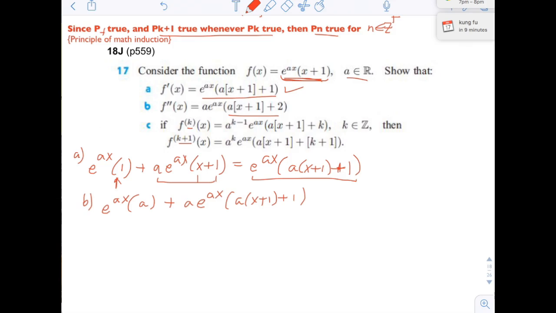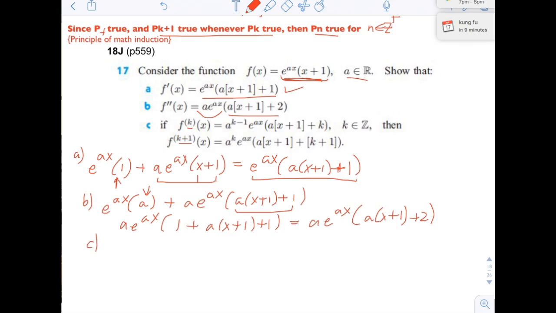So it looks like they're going to factor out a e to the ax out of everything. So let's do that. A e to the ax times, and here we'll just be left with 1, right? Here we'll be left with this, ax plus 1 plus 1. And so now we can see that if we rearrange the second factor, we'll have ax plus 1 plus 2. So we got what we should get on B.